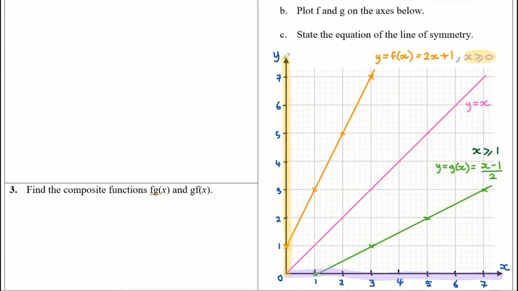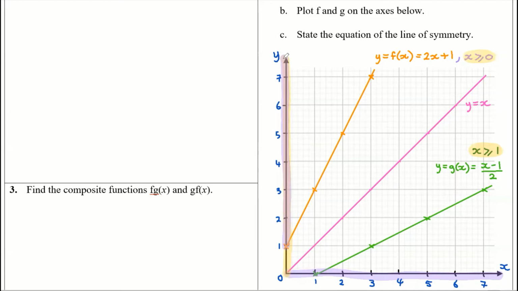And similarly, if we look at the domain of g here, x is greater than or equal to 1, you'll notice that the y values for our function f are only defined for y greater than or equal to 1. So it could be a coincidence, or maybe there's something in that. So let's move on. So we've got the equation of the line of symmetry.